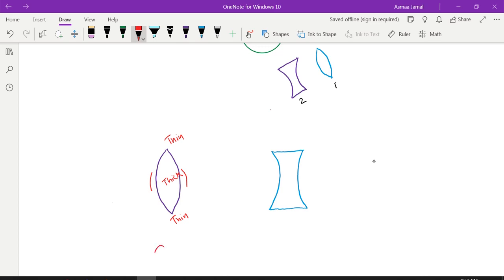And this one we call the convex lens. Quite the opposite, we have the concave lens, which is thick from the side, thick from the edges, and thin in the center. Each one of those lenses has a center point. We call it the optical center.